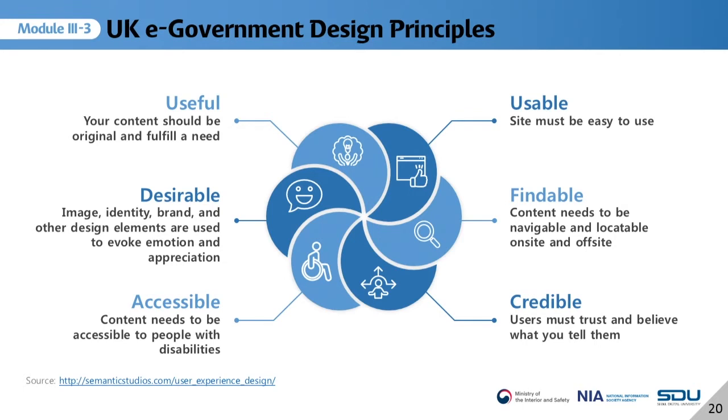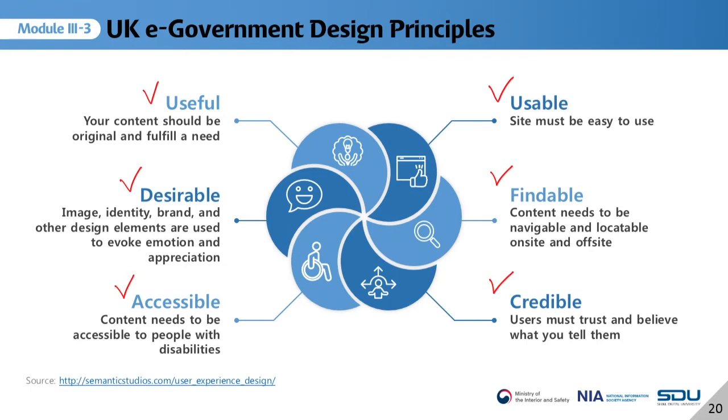E-government design principles are provided by the United Kingdom government. They provided 6 principles: useful, usable, desirable, findable, accessible, and credible.